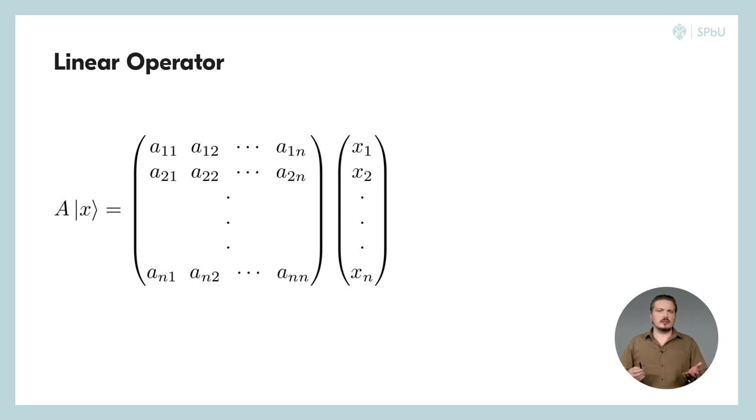Each component of this resulting column is obtained by matrix multiplication of the corresponding row of the matrix A and the column x. So we can consider an operator as an ordered set of linear functionals. Each row of the matrix represents some linear functional, and the operator's action on a vector is a vector whose components are the results of the corresponding linear functionals applied to this vector.